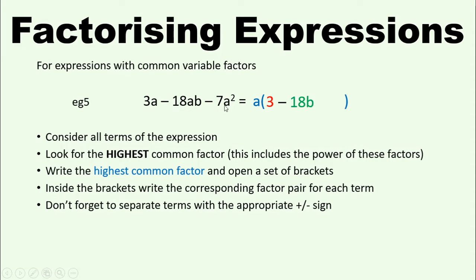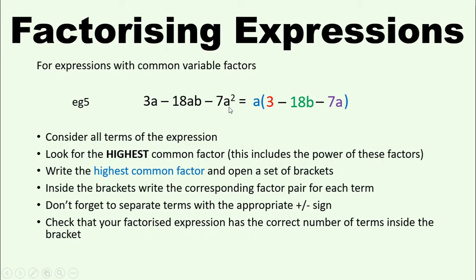The third term, negative 7a squared, means negative 7 times a times another a. So if I factor out this a, that is if I divide this term by a, I will still have negative 7a. Think about multiplying that back through. If I did a times negative 7a, I would get negative 7 times a times another a, and a times a is a squared.